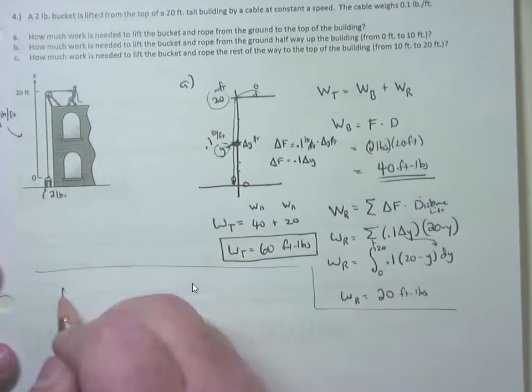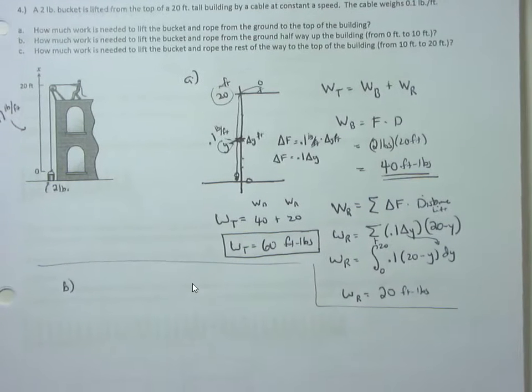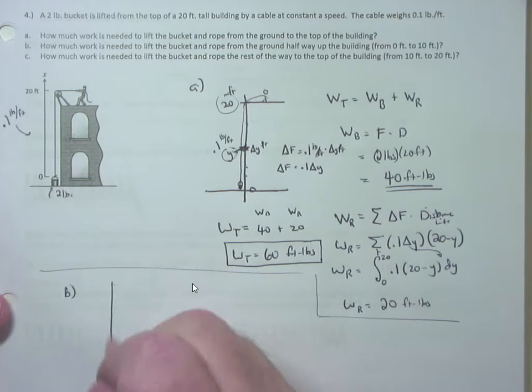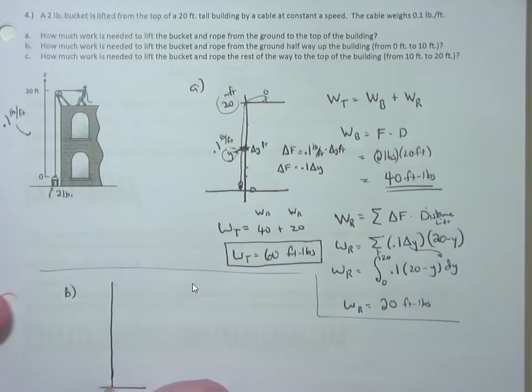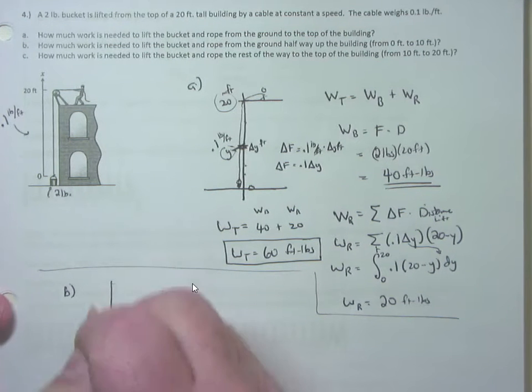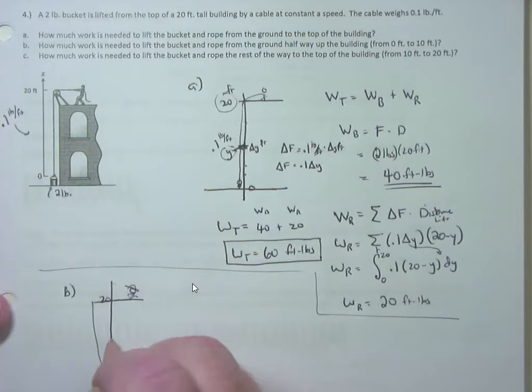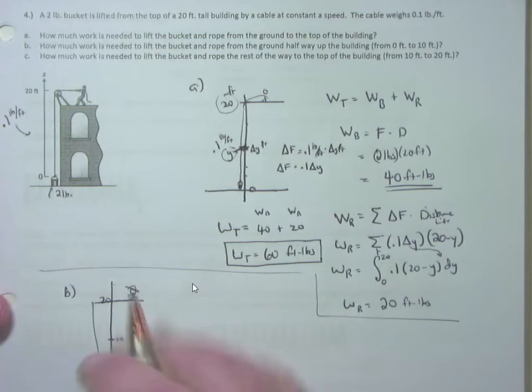So here's part B. What did part B ask you guys to do? It asked you to, quote, find how much work is needed to lift the bucket and the rope from the ground halfway up the building. And they're focusing on it 0 to 10. All right? So now, here's my bucket. And here's my rope up here to the mark of 20, okay? And we got the guy lifting it up here. But we only want to cut it halfway, from 0 up to 10. We want to lift this part here.